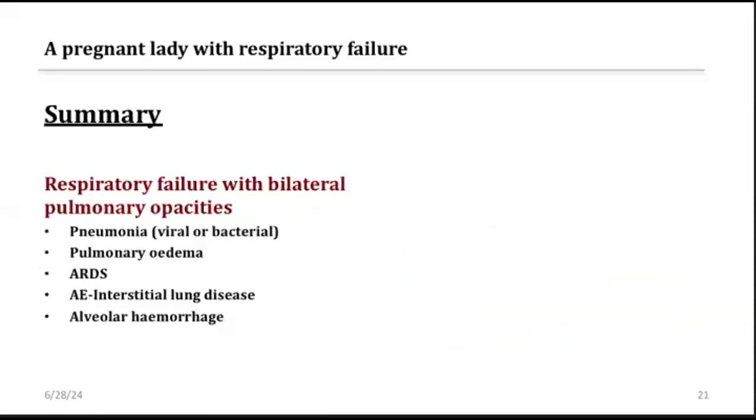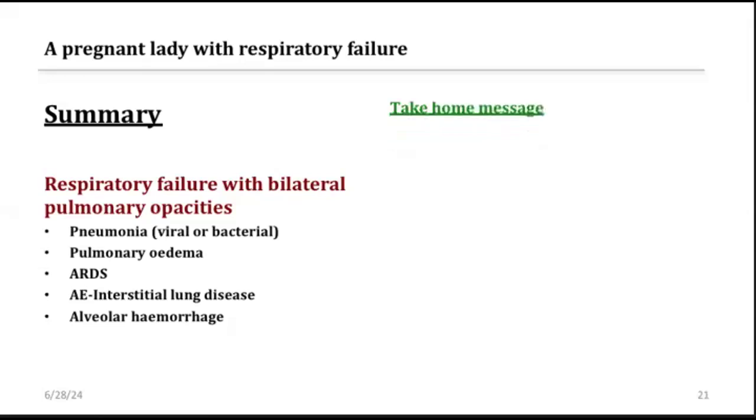Right. So in summary, when you have a patient with respiratory failure with bilateral pulmonary opacities, it's not only a patient with pregnancy. In other patients, you can think about infectious as well as non-infectious etiologies: pneumonia, viral or bacterial, pulmonary edema, ARDS, acute exacerbation of ILD, and alveolar hemorrhage.